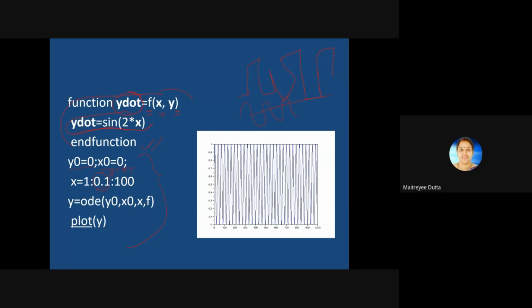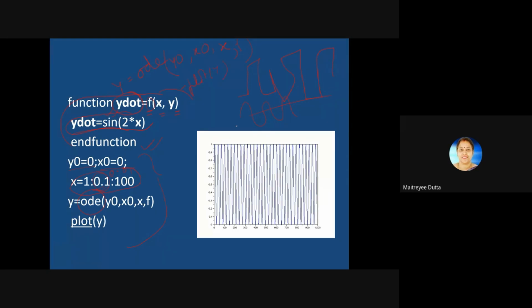Now to find the ordinary differential equation, we use the command ODE. This is my output: ODE of y naught, whatever is your x naught. This is your x, because x is your range, comma, and this is your f, whatever you have written, sine twice x, this is my f. And after that, whatever comes in y, you can just do plot y.